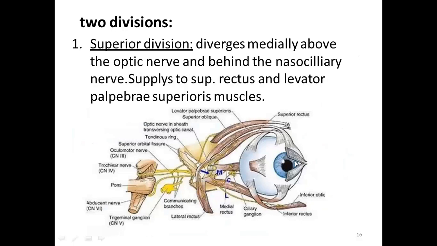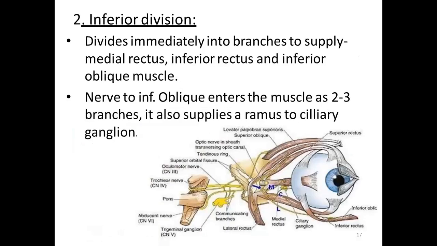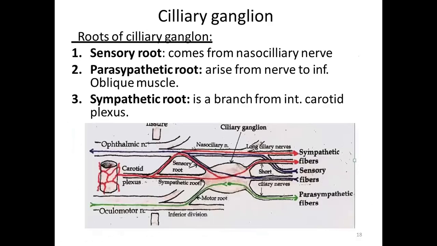Two divisions. The superior division diverges radially above the optic nerve and behind the nasociliary nerve. It supplies the superior rectus and levator palpebrae superioris muscles. The inferior division supplies the inferior oblique, inferior rectus, and medial rectus. It gives 2 to 3 branches to the inferior oblique and also supplies a ramus to the ciliary ganglion.